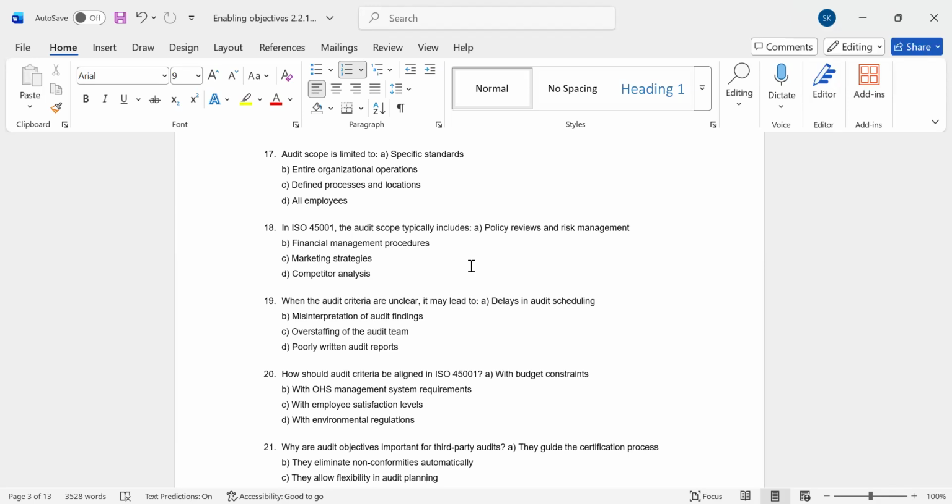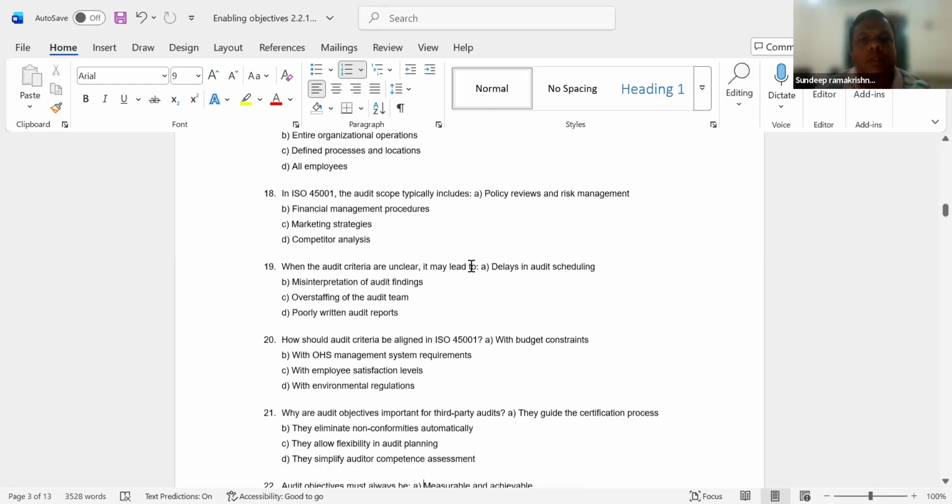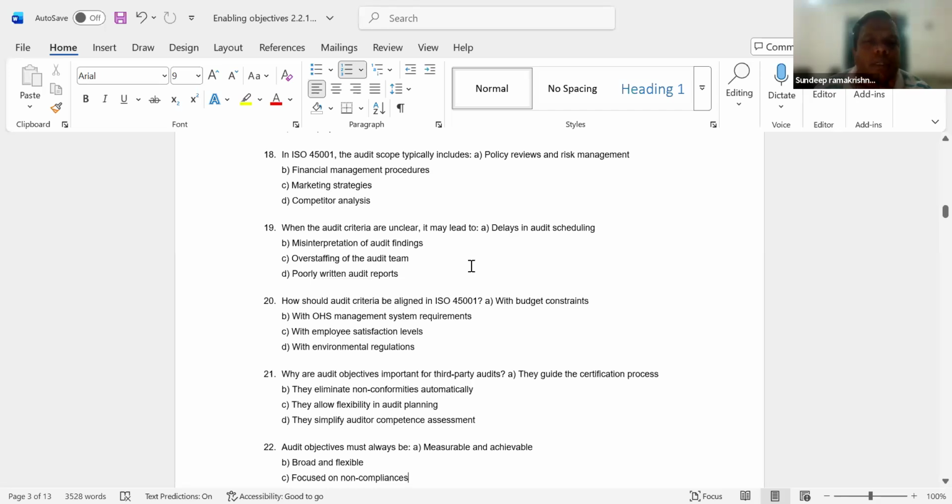Yes, sir. What is the procedure? What are you doing? It should consider the products and scope definition. You have to go and see section 1 of the standard, read that and understand, and then come to the correct conclusion. Right. So entire organizational operations will be a best fit. Right. 18.